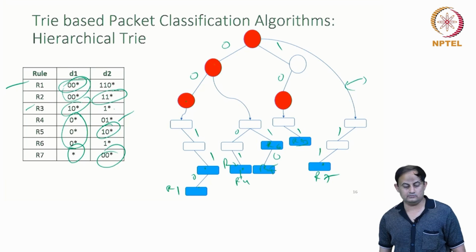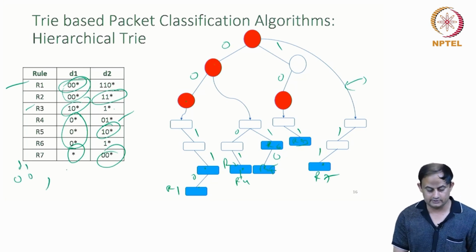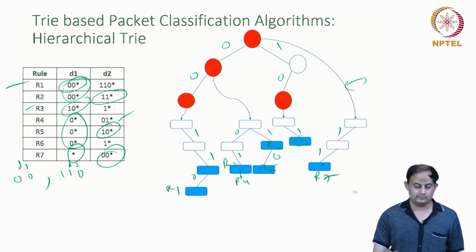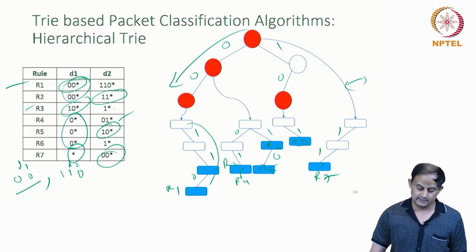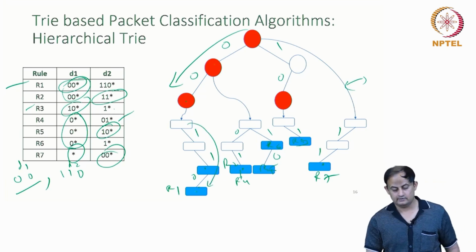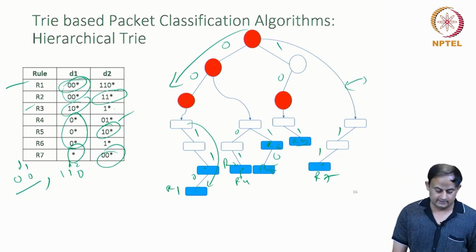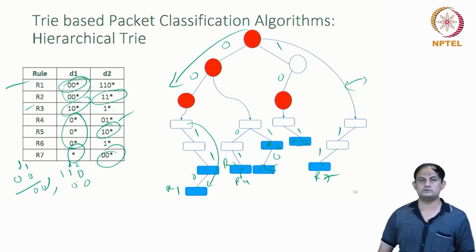Now let's try to evaluate. So let's say my input IP address for the dimension D1 is 0, and for the dimension D2 it is 1 0. Then for this 0 I take this path. For this 1 0 I take this path, and I see that my current standing is at this particular node. The rule R1 has matched. So let's take the second case. Let's say the dimension D1 is still 0 and the dimension D2 is also 0.